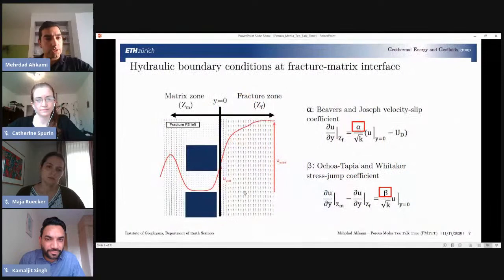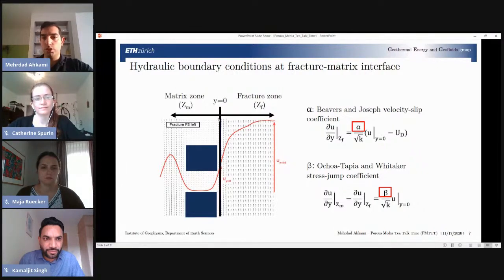After visualizing fluid flow, we studied what we call hydraulic boundary conditions. The application of hydraulic boundary conditions is for coupling of flow in fractures and in matrices. In fractures, we solve fluid flow with normally Navier-Stokes or Stokes equation. In matrices, of course, it's Darcy's equation.